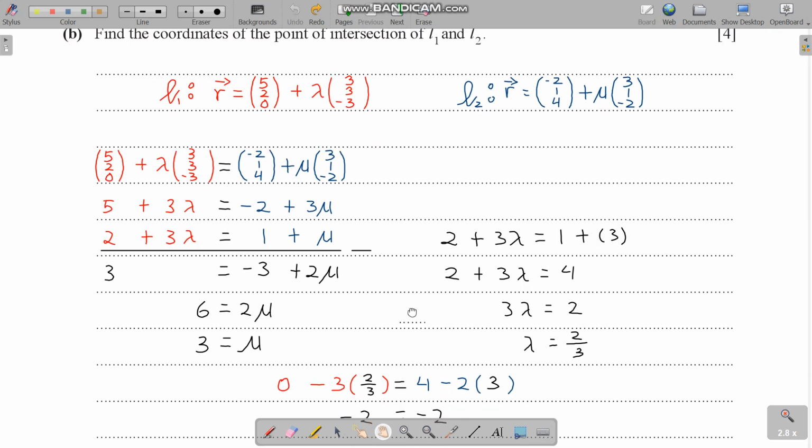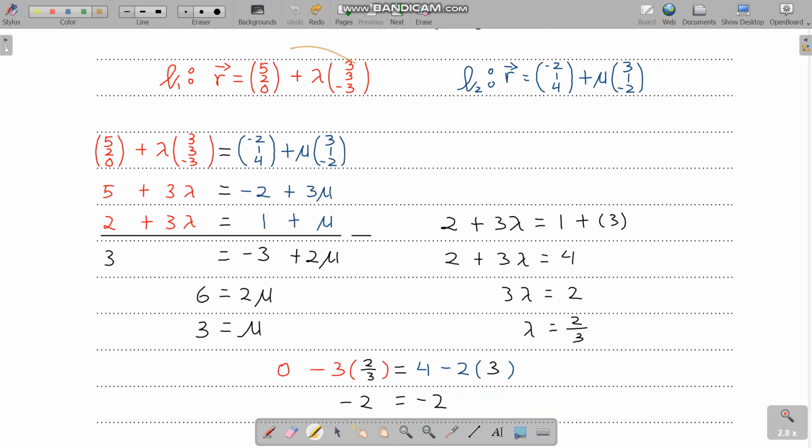So for the intersection of two lines, we equate the two vector equations. So we have red equals blue, and we analyze each component. For the x component, 5 plus 3 lambda equals -2 plus 3 mu, and for the y component, 2 plus 3 lambda equals 1 plus mu. Now from the first two equations, we can simply subtract. Here we can substitute or eliminate to find lambda and mu.